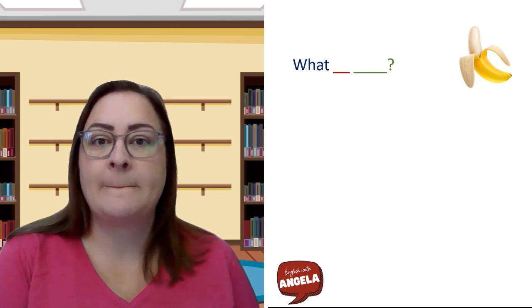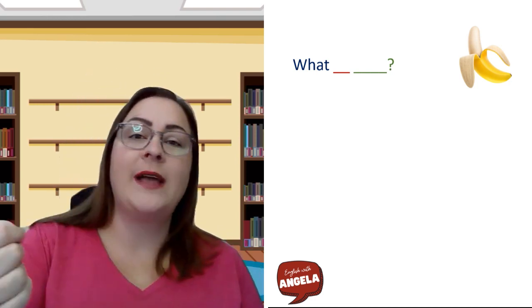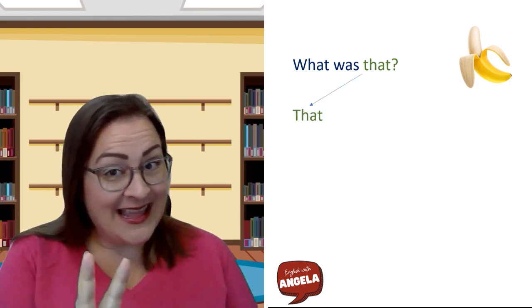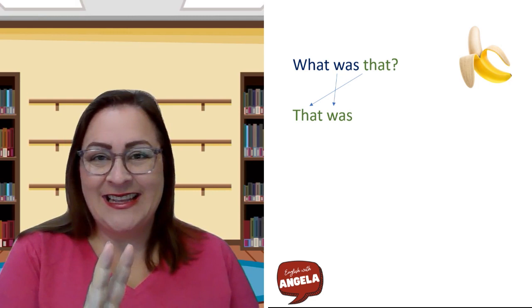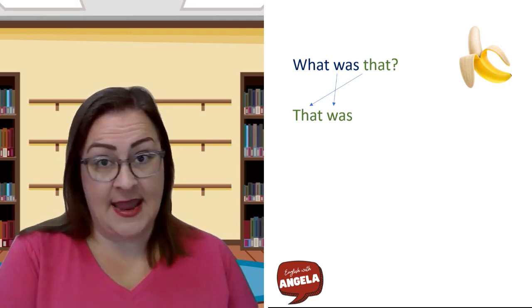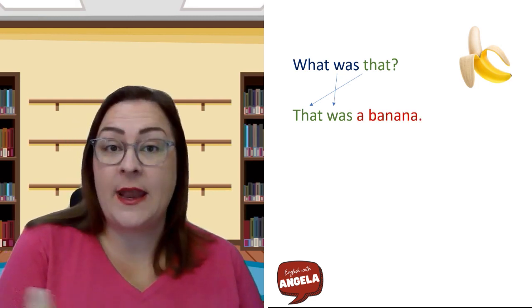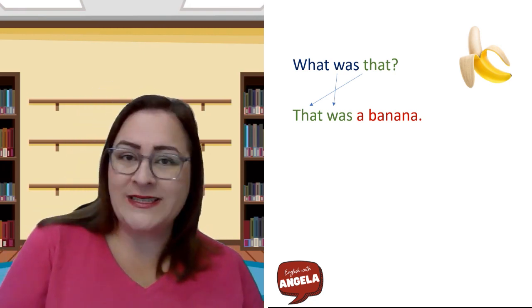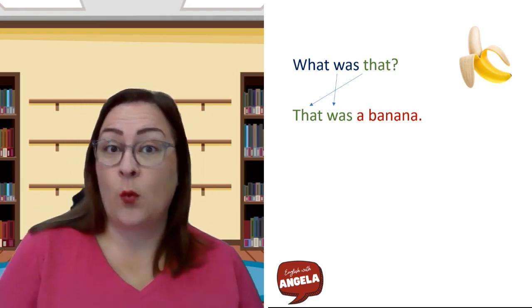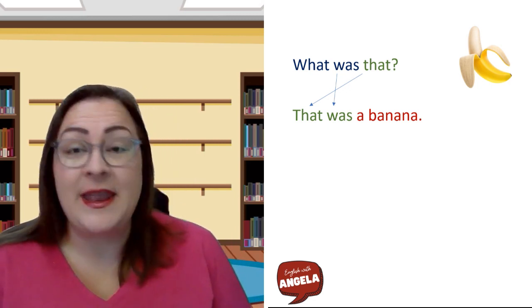Our fruit. What verb am I going to use? What was that? Excellent, because there's one. So what was that? And we're going to answer with that was, don't forget the banana. That was a banana. What was that? That was a banana. Excellent.